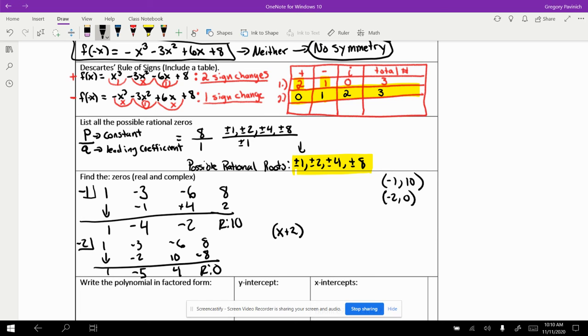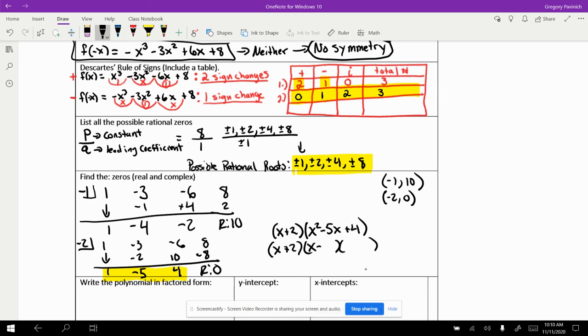Because it was a factor, these bottom coefficients are the coefficients of a polynomial one degree less than my original polynomial that I was dividing, which was my cubic. So these are the coefficients of the quadratic, x squared minus 5x plus 4. So notice I brought my cubic all the way down to a quadratic, and I found one of my factors. Now what would be nice is if I could just factor this easy quadratic. If not, I have to use the quadratic formula.